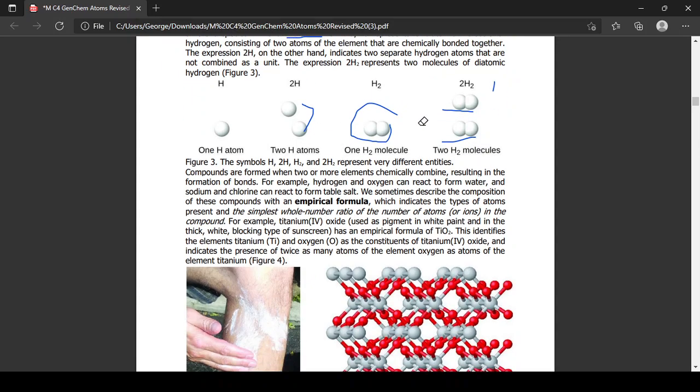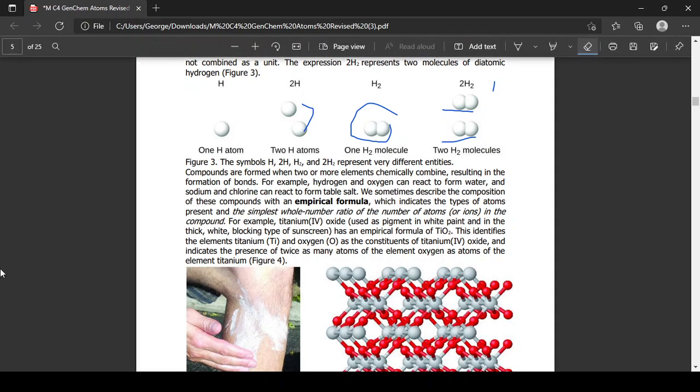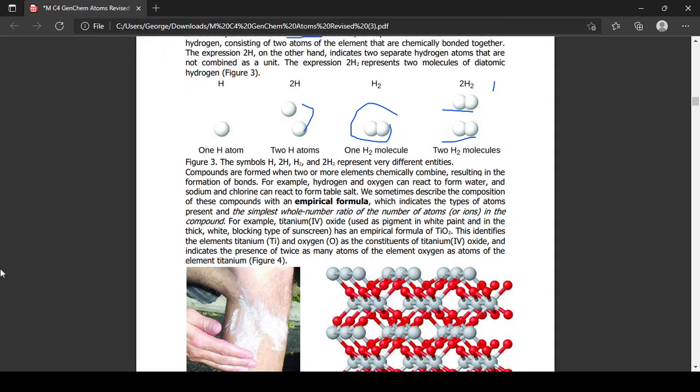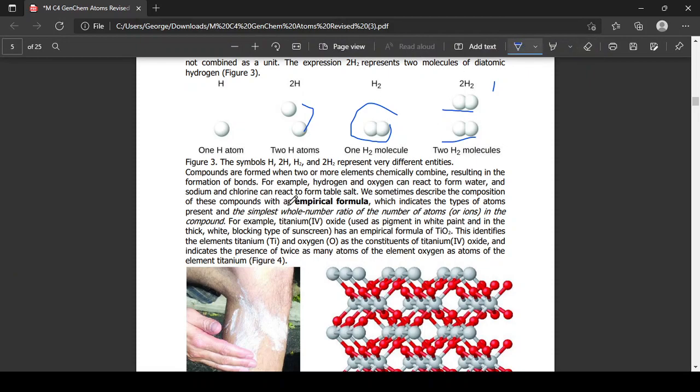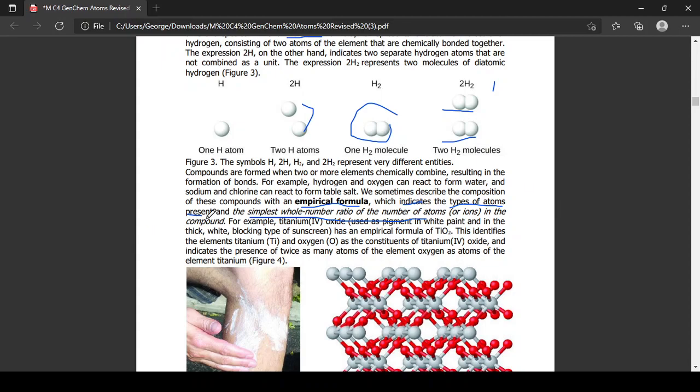Compounds are formed when two or more elements chemically combined, resulting in the formation of bonds. For example, hydrogen and oxygen can react to form water, and sodium and chlorine can react to form table salt. We sometimes describe the composition of these compounds with an empirical formula. An empirical formula, ano ni siya ang empirical formula? It indicates the types of atoms present and the simplest whole number ratio of the number of atoms in the compound.